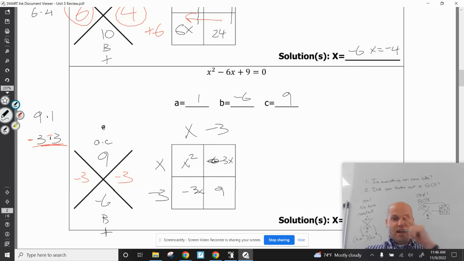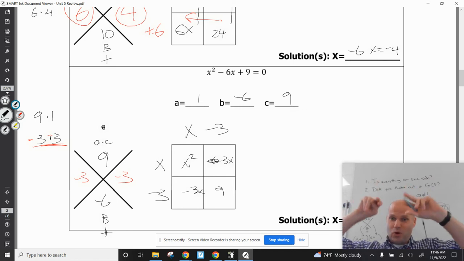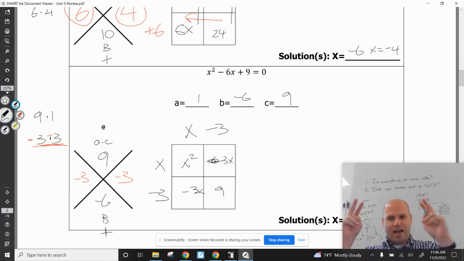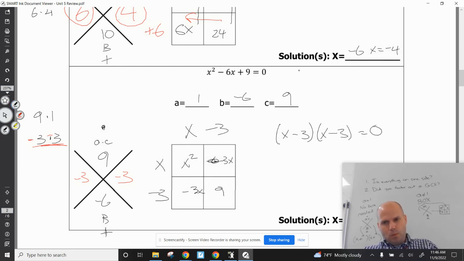-3x, +9. Maybe you get around the whole "Mr. Messner says I don't have to show the box." This is me showing the box without actually doing the process of the box. If a is 1, the box is not needed. We just get x minus 3 and x minus 3. That's x minus 3 squared, but whatever.